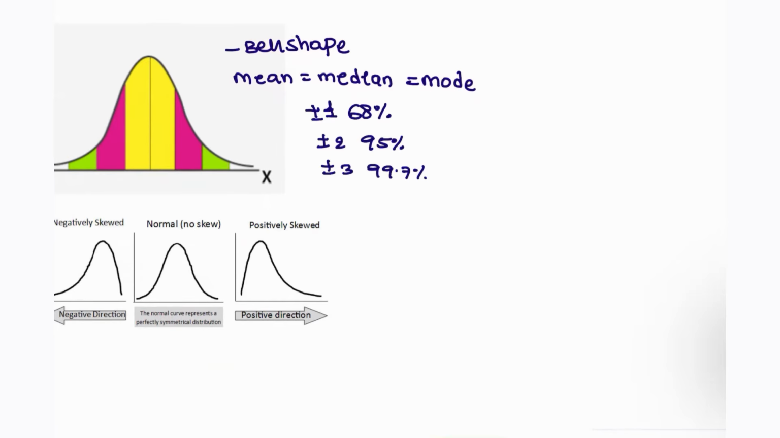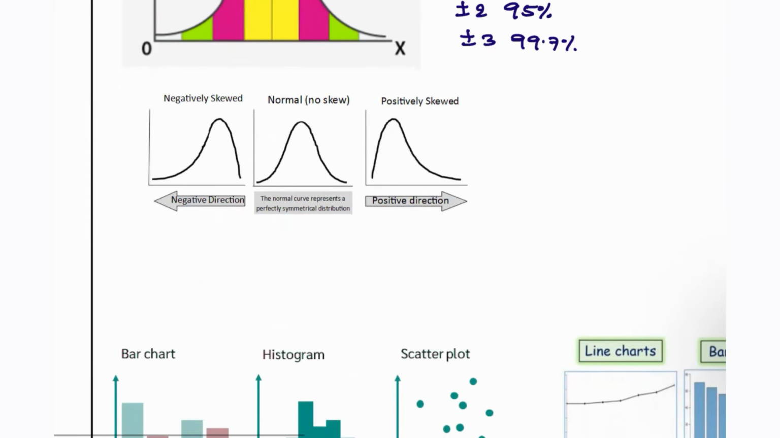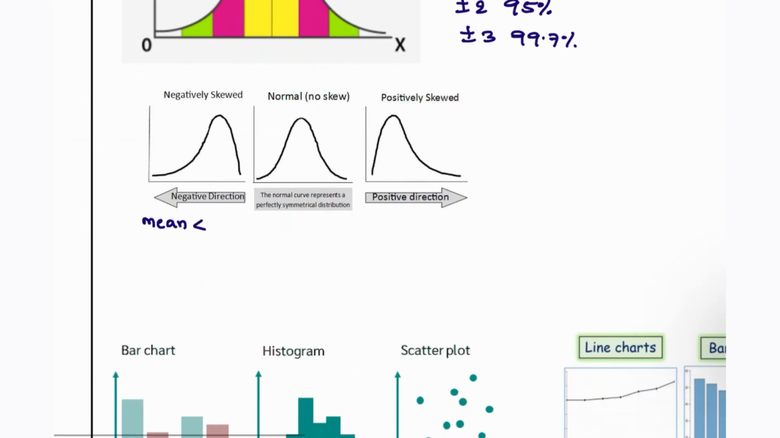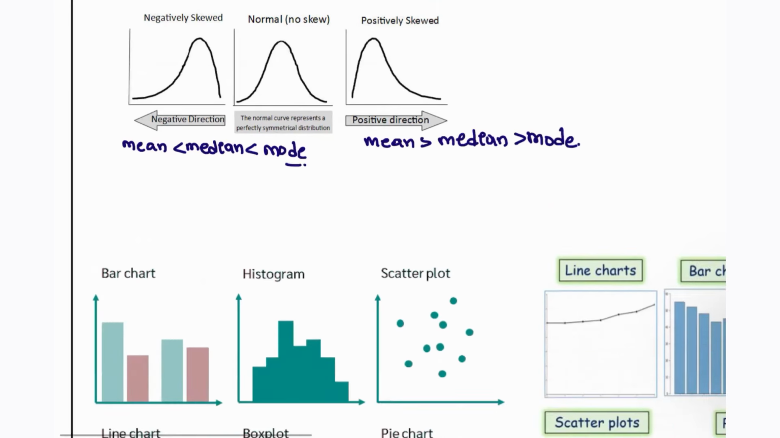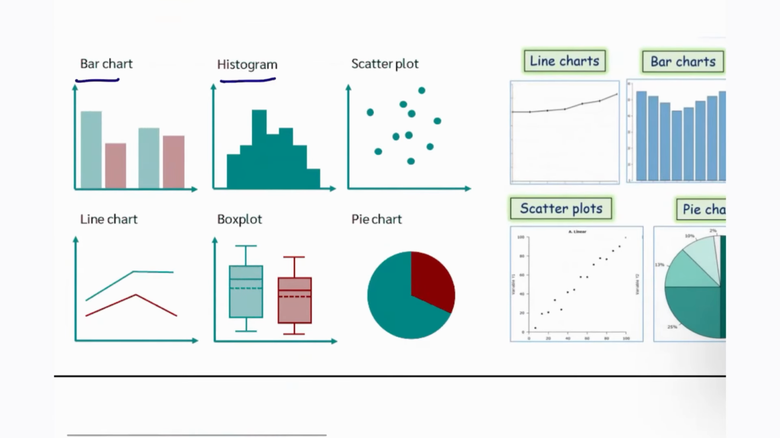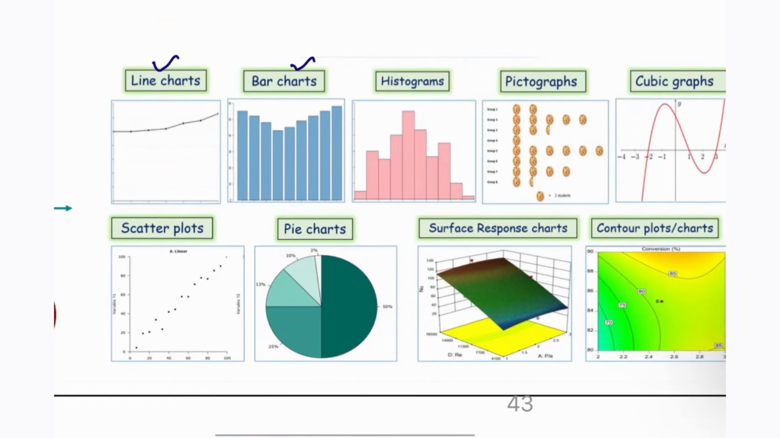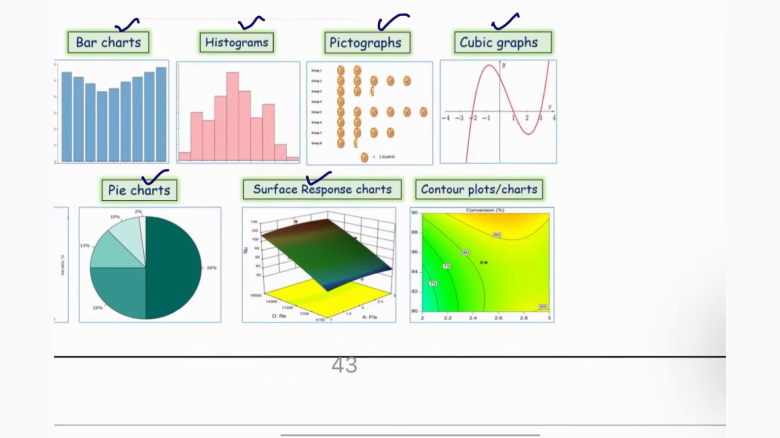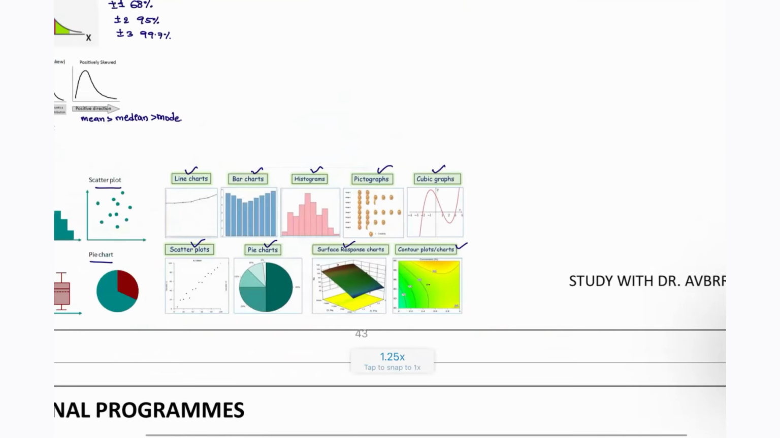All right, next, here you can see the negatively skewed, normal, and the positively skewed. In the negatively skewed, the mean is less than median, and median is less than mode. Mode will be the highest in the negative. In the positive, mean is greater than median, and median is greater than mode. Next, coming to the different types of charts: bar chart, histogram, scatter plot, line chart, box plot, and pie chart. Again, line charts, bar charts, histograms, pictograms, scatter plots, pie charts, surface response charts, and contour plot charts. These are the different types of graphs.